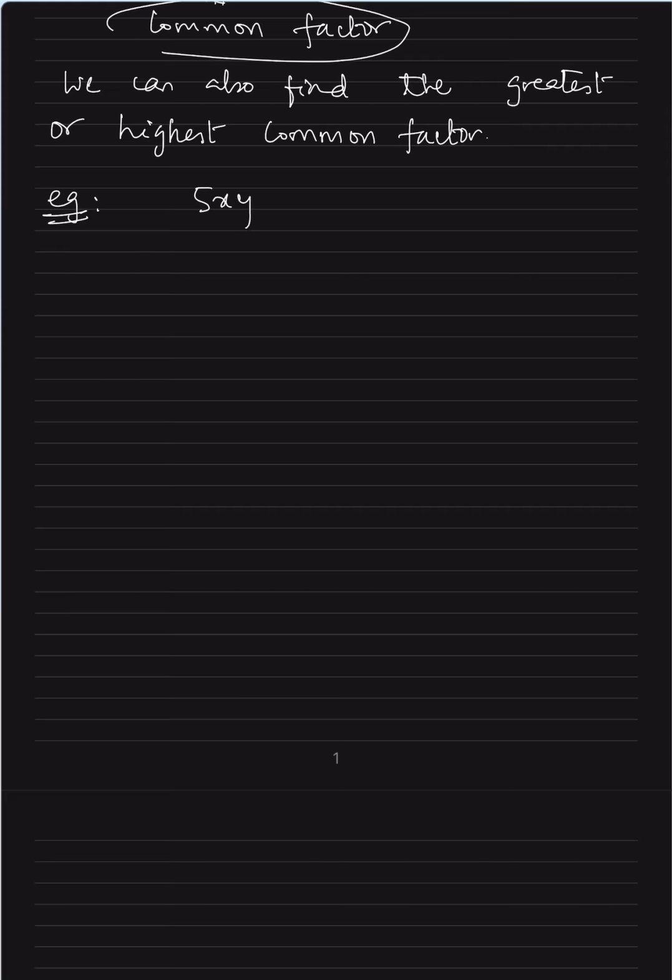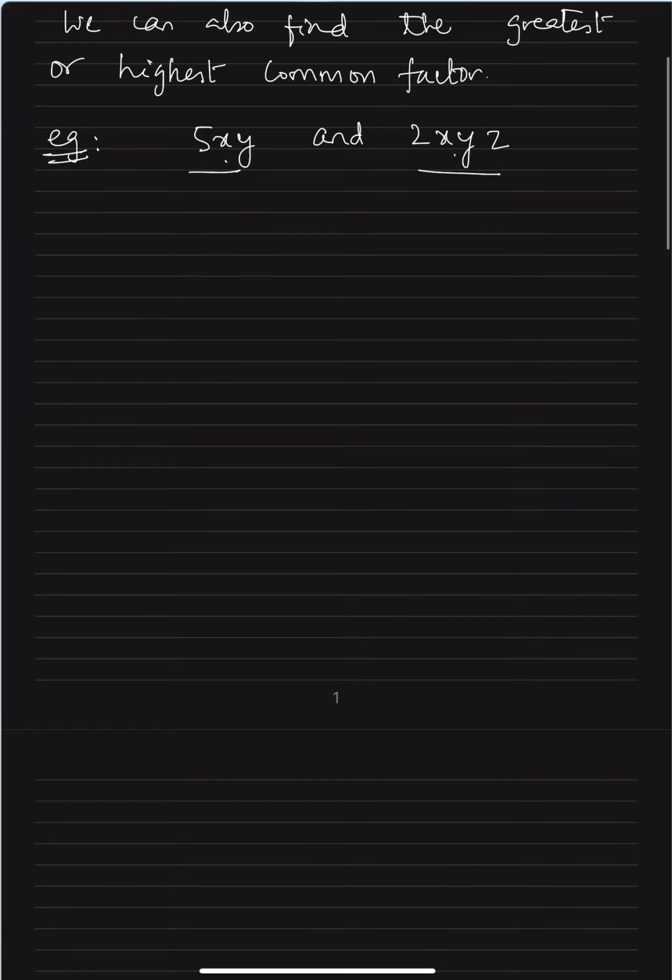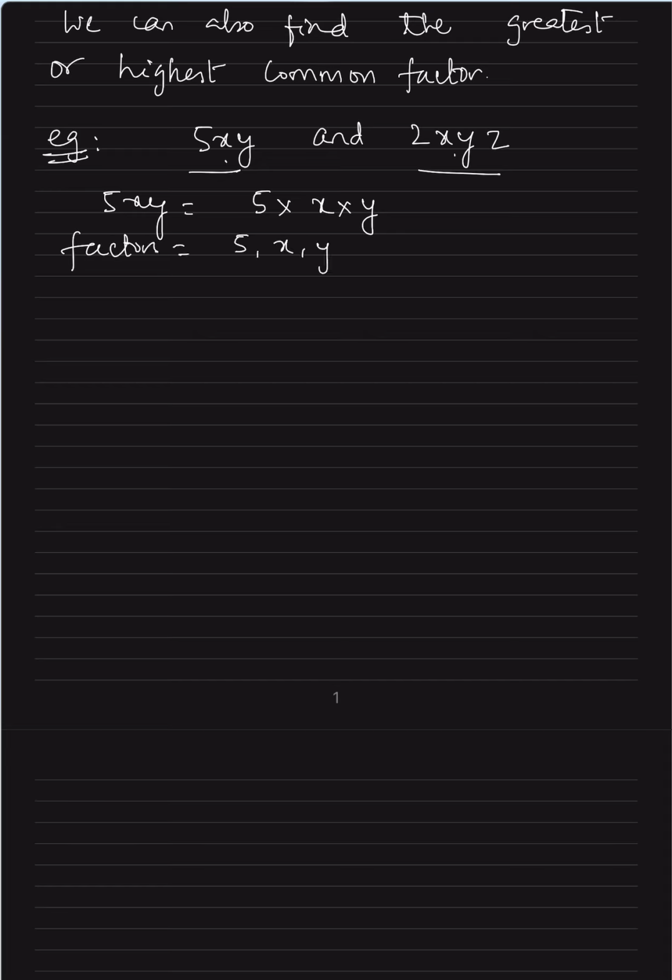Suppose 5xy and 2xyz are given. Then we need to find the common factor. See, from these two terms, we can definitely see what is common between these two terms: xy. Also x is common and y is also common. So first, 5xy is nothing but 5 into x into y, correct? And then factors of it, we can separate it as 5x and y also.